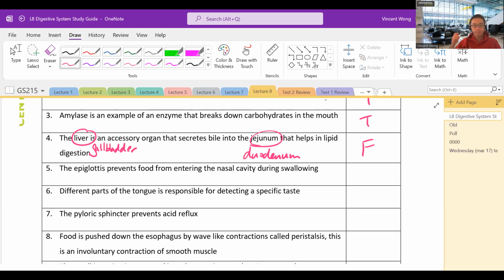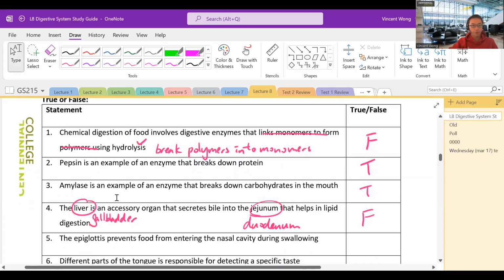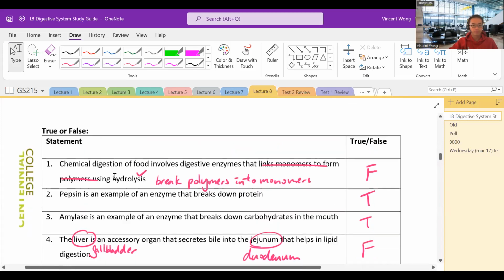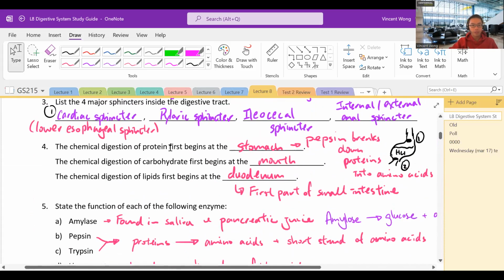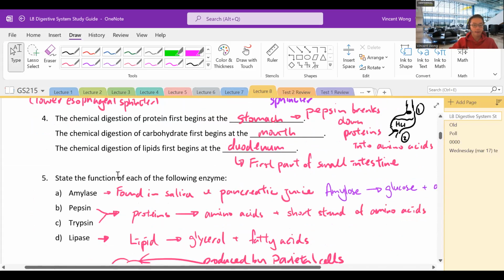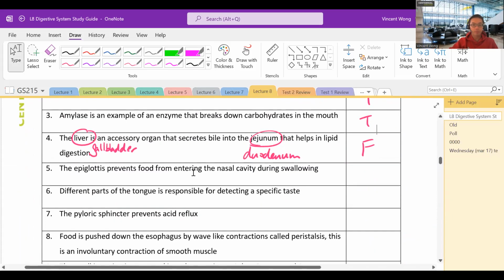Professor, before you said chemical digestion starts in the stomach, right? And then question number 3 says amylase is an example of an enzyme that breaks down carbohydrate in the mouth. Isn't that chemical digestion then? Okay, so the protein, it's the stomach, right? And the mouth is the carbohydrate, right? Yeah, okay. Thank you. No problem.